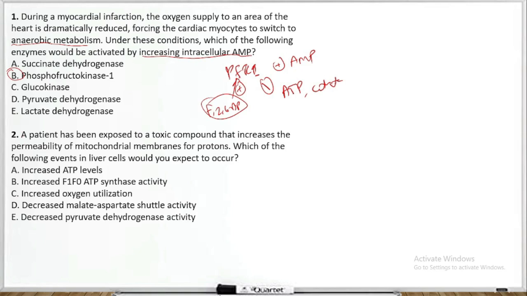Question 2. A patient has been exposed to a toxic compound that increases the permeability of mitochondrial membranes to protons. Which of the following events in liver cells would you expect to occur?